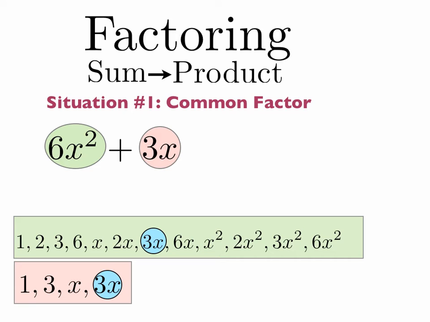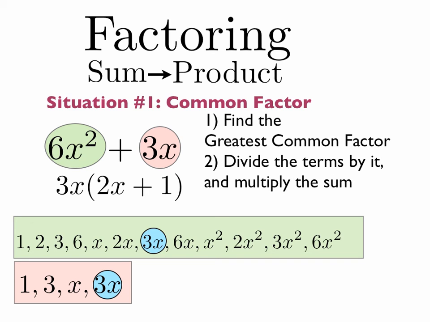Well, we divide both of the terms by the greatest common factor, and then we multiply that sum of those terms after they've been divided by the common factor. In other words, in this case, we have 3x, our greatest common factor, times 6x squared divided by 3x, which is 2x, and 3x divided by 3x, which is 1. In other words, this is what we did.